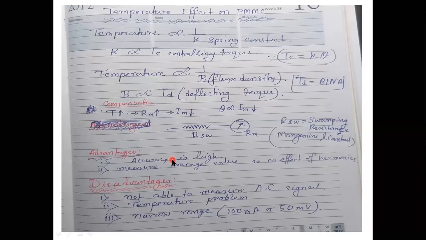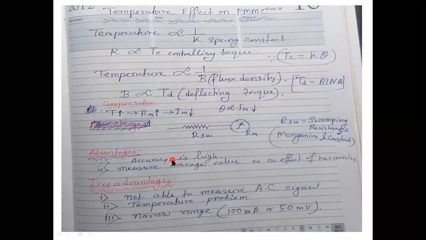Okay, and the temperature problem. Look here, if temperature varies, then the deflecting torque and controlling torque can change. So we have to mention the particular temperature range, particular multiplier, etc. Then it is a limitation. It becomes a limitation for the PMMC meter. Okay, and now it is a very narrow range.